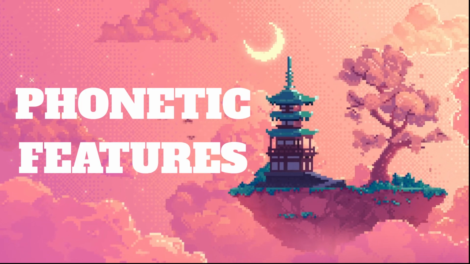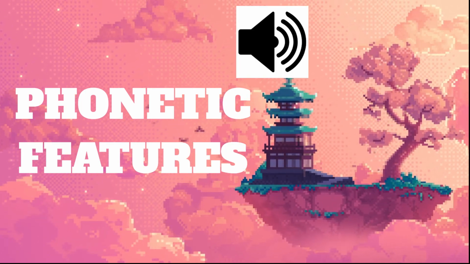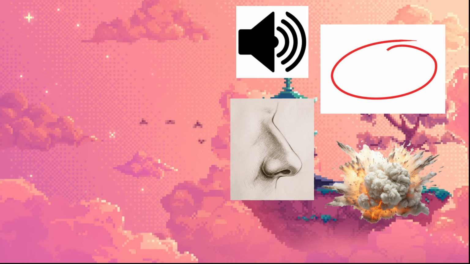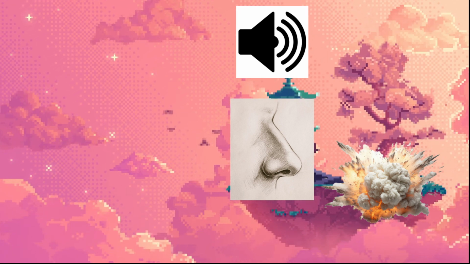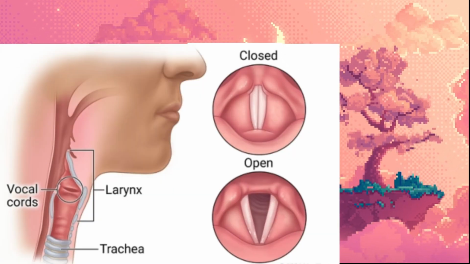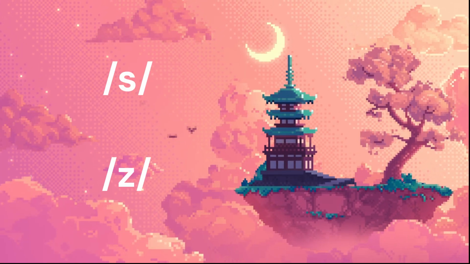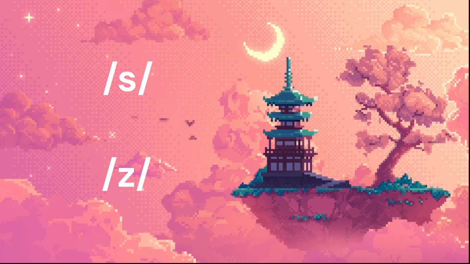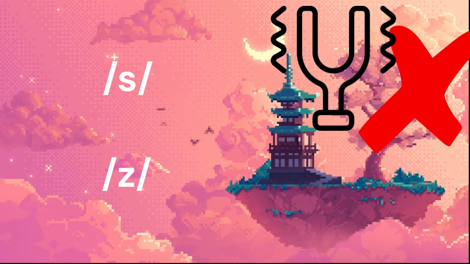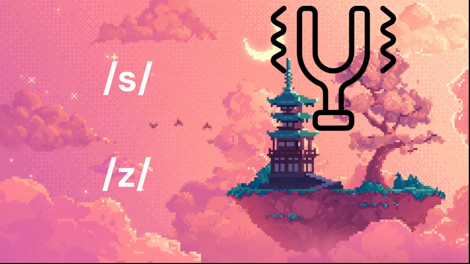The phonetic features of phonemes: voicing, rounding, nasality, and plosive. Voicing is about sounds, and it refers to your vocal cords creating vibration when making a sound. For example, in the sounds of S and Z, when saying the S, the vocal cords are not vibrating, but when saying the letter Z, they are.